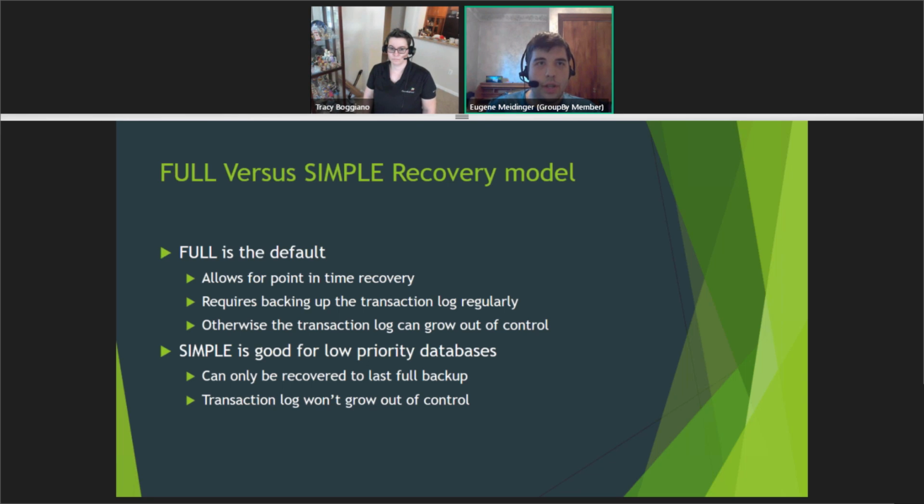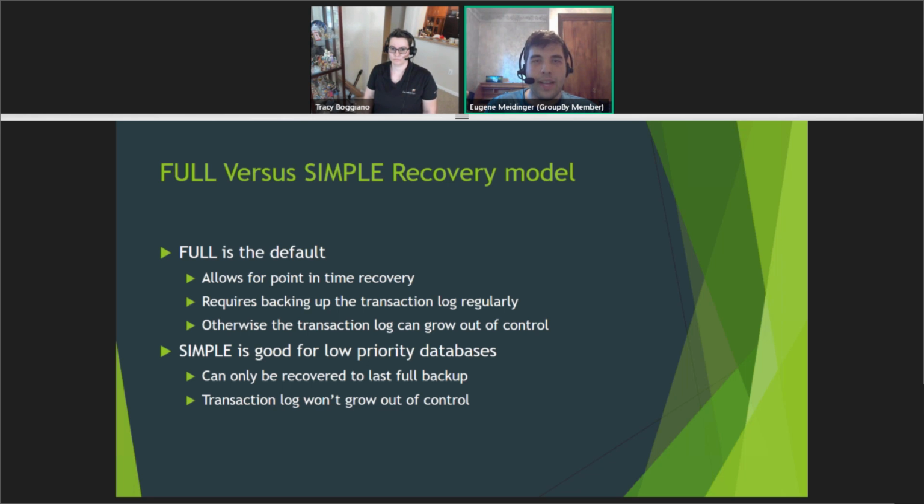So again, Susan or Mike in accounting, they delete an entry and you want to go back to 3 p.m. today. Full recovery model allows you to do that because it keeps track of, okay, we backed up everything for this point in time and then we backed up all the changes since then. But for that to work, you have to back up the transaction log. And so you may not think to do that. And if you're not backing up the transaction log on a regular basis, then that transaction log will grow and grow and grow, because it won't be shrunk or reused unless you've backed it up.